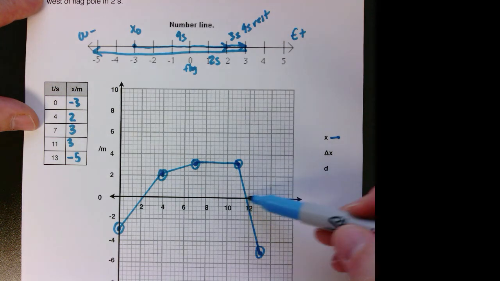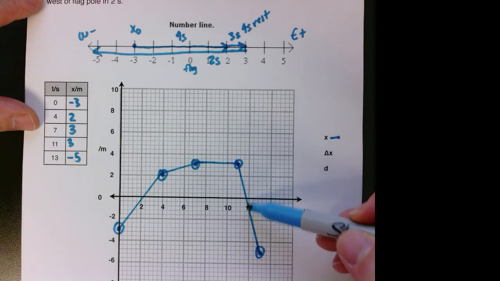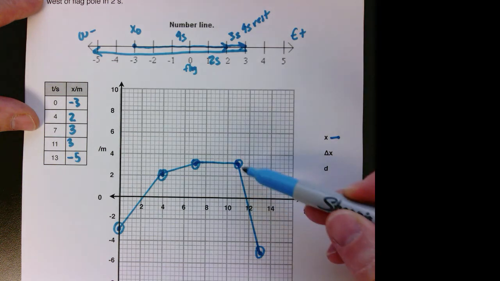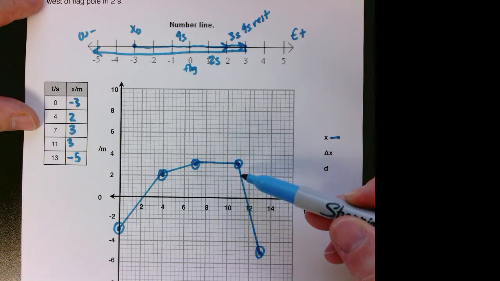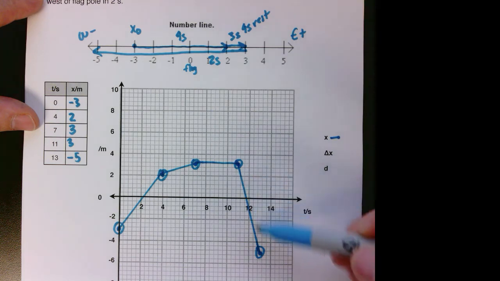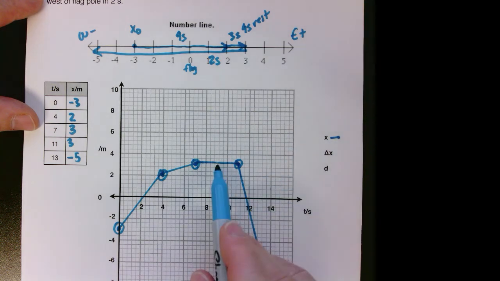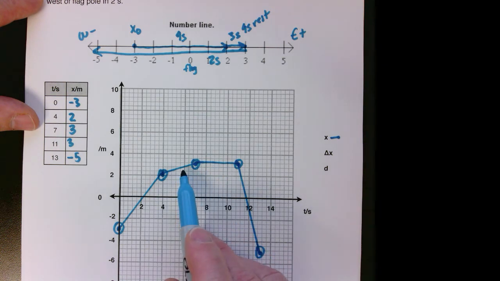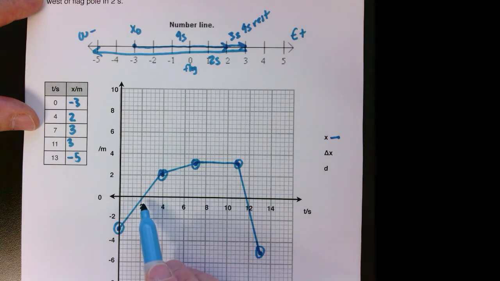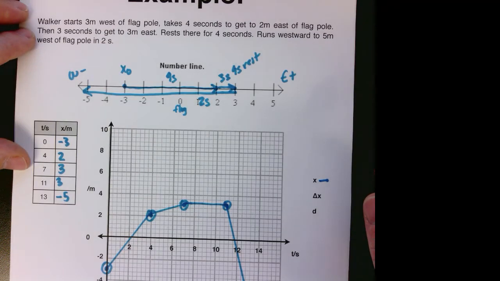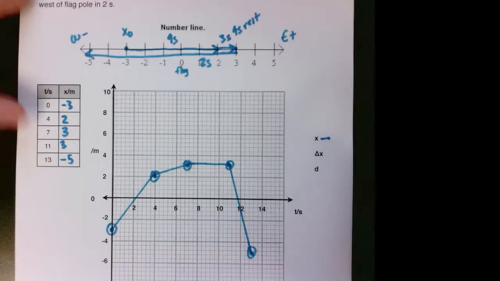The steepest gradient we had is right here, so we have the highest speed. But it's a negative gradient, which means it's headed in the negative direction, so it's a negative velocity. Similarly here, the gradient is 0, so the velocity was 0. Here we had a shallower gradient, so slower velocity, and here a higher velocity. So that's how we would construct our position graph on this curve.